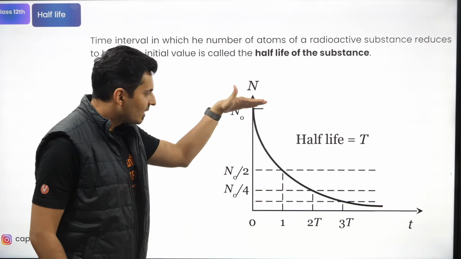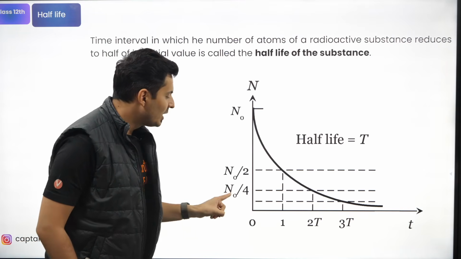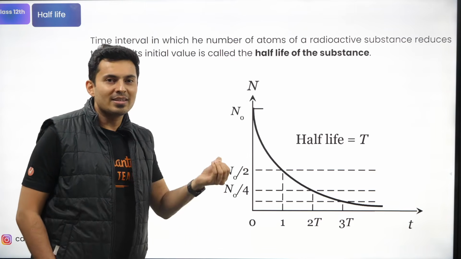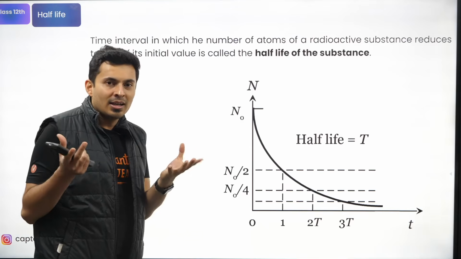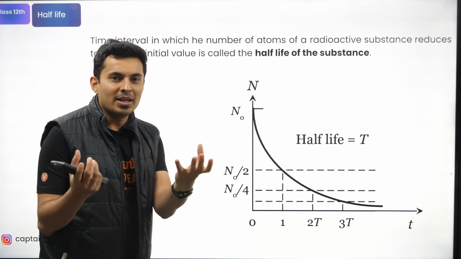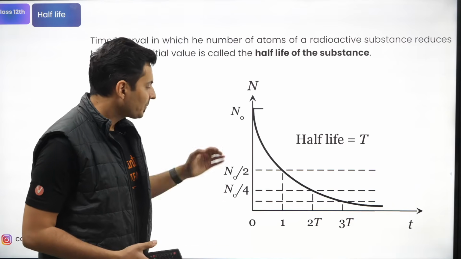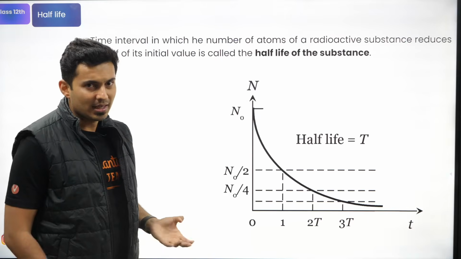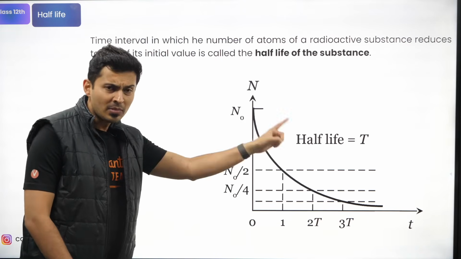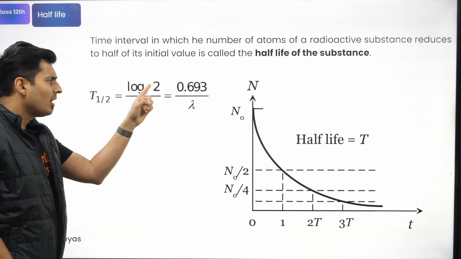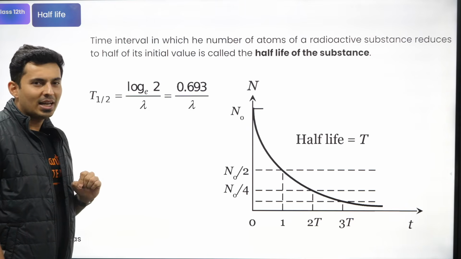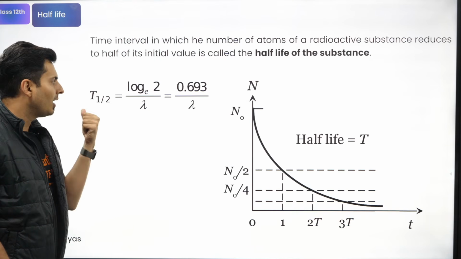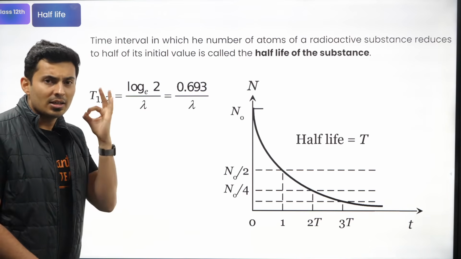After 2 half-lives, you will see half of half will be left, so 1/4 of the original sample will be left. So after n half-lives, you will see N naught by 2 raised to n radioactive atoms will be left, because after every half-life, half of the previous sample will be present, the remaining half would have decayed. This half-life is given by the formula log of 2 to the base e, divided by lambda. You can use the value of log 2 as 0.693. That's the formula for half-life in terms of the decay constant.